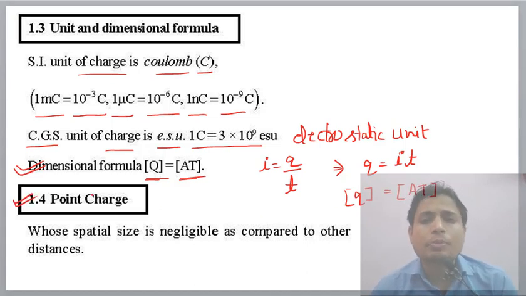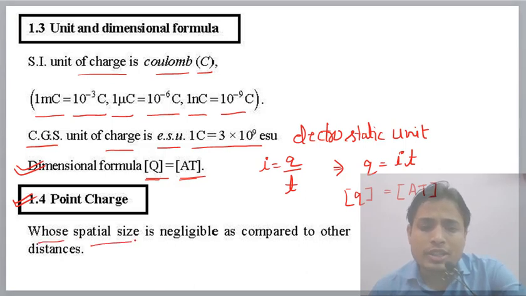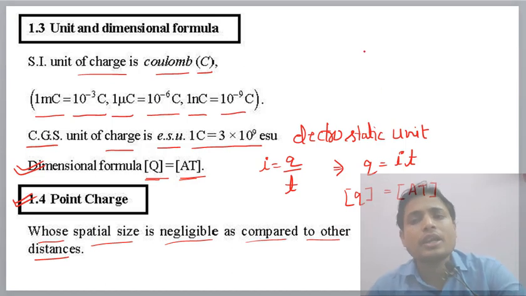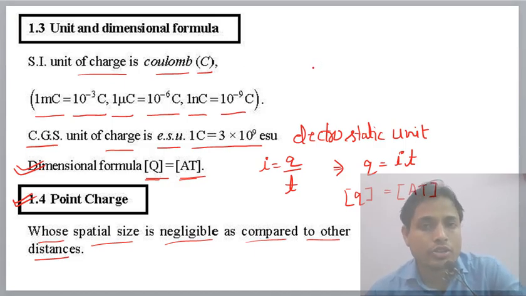Now in this chapter we always discuss the point charge. Most of the time we will discuss the point charge. So what is the meaning of point charge? Point charge means a charge whose spatial size is negligible as compared to the distance. If the size of the charge is negligible as compared to the distance, then the charge can be taken as a point charge.